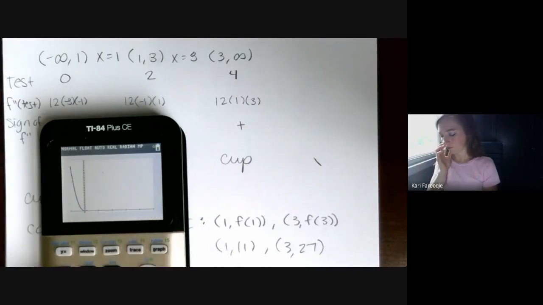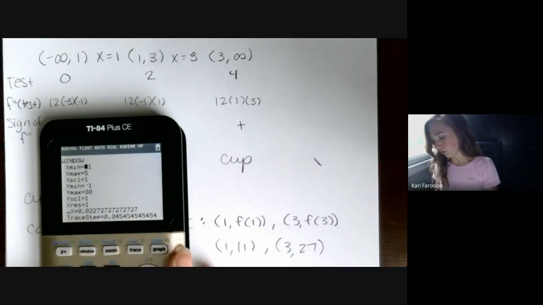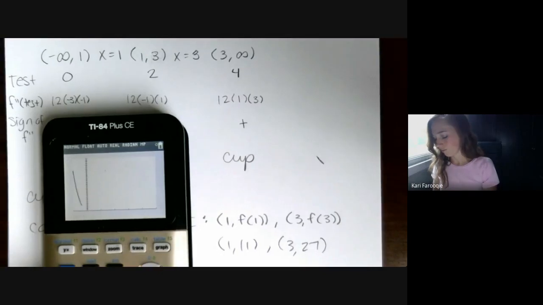Graph it. Okay. Yeah, so I think this is pretty good. I might even raise the y max a little bit more and raise the y min. So maybe even take the y max up to 35 and do a y min of 0, because there's nothing happening below the x-axis. So maybe that will give you a better indication.